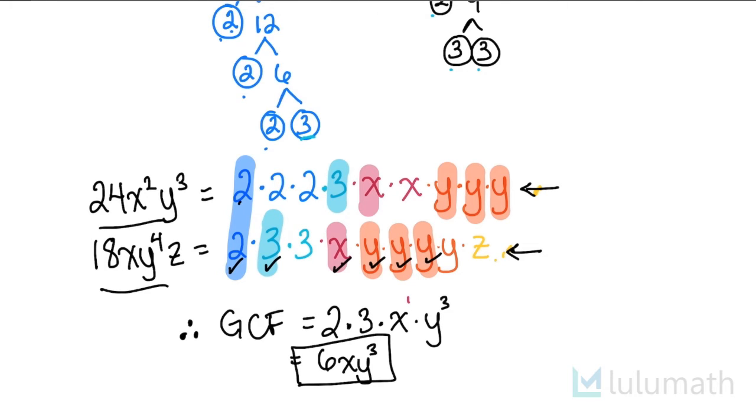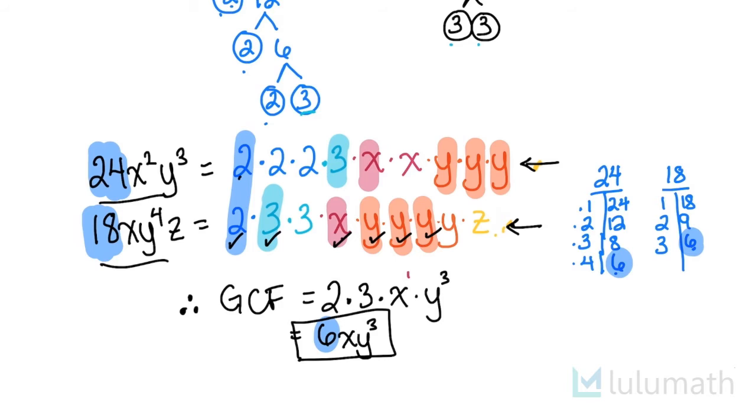So, how can we do this a little bit more easily? Well, first thing I want to do is I will look at my coefficients. So what's the greatest number I can divide 24 and 18 by? The 6 right here.